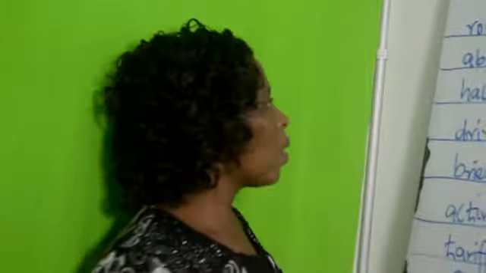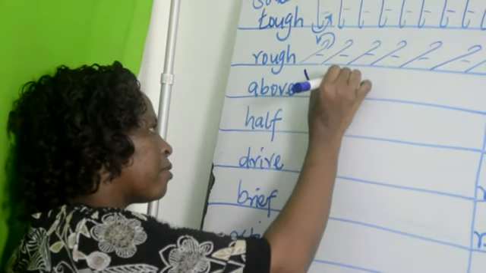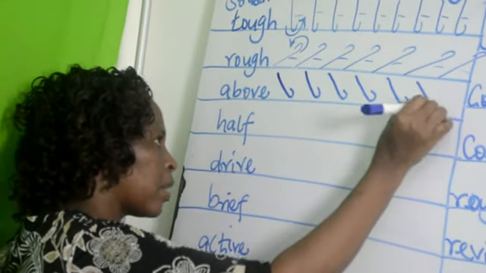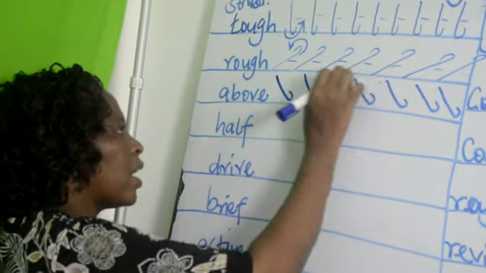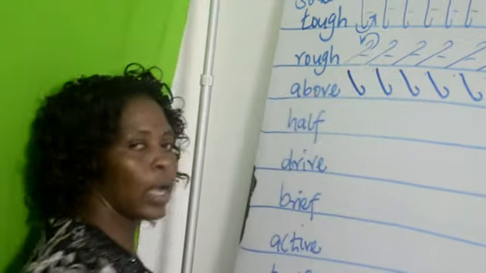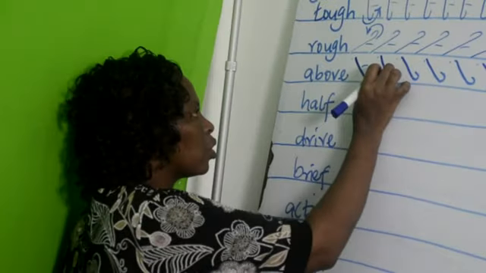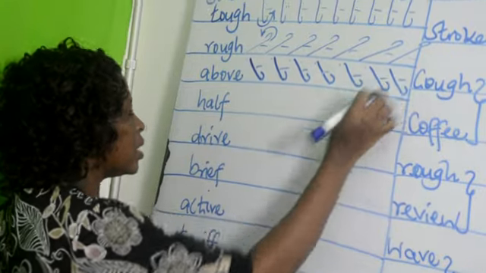Then we have the word above. Above is a stroke of B above the line, hooked for V. We are drilling it above the line because of short H, a first place vowel, and we also have a short H, a dash vowel, a light dash.